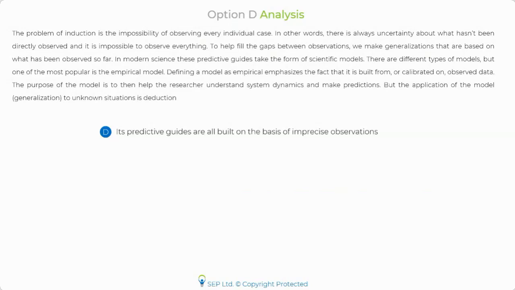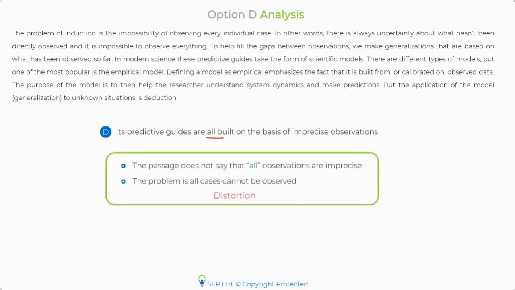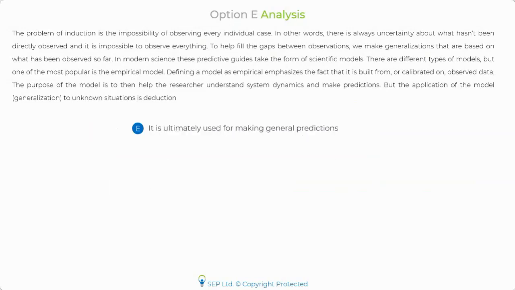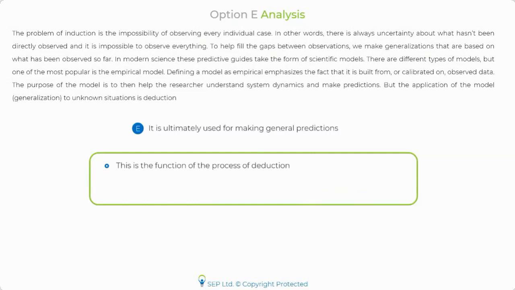Its predictive guides are all built on the basis of imprecise observation, distortion, incorrect. It is ultimately used for making general predictions, is basically the function of the process of deduction. It is not the problem of induction, and therefore is not the answer. So that is that, guys.